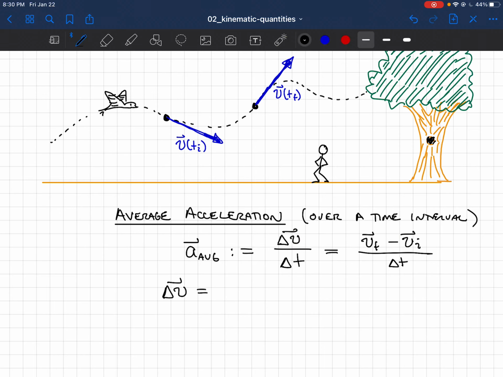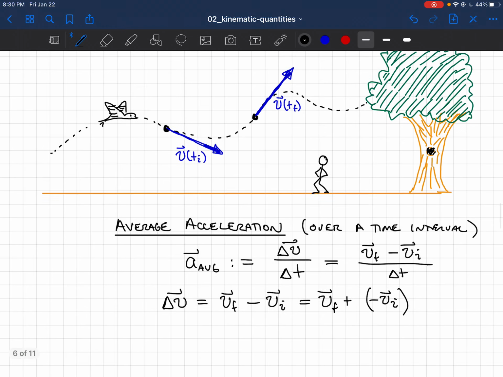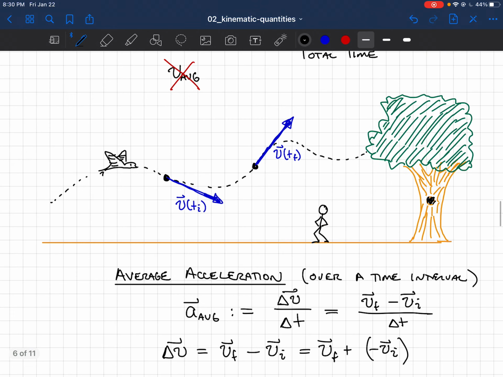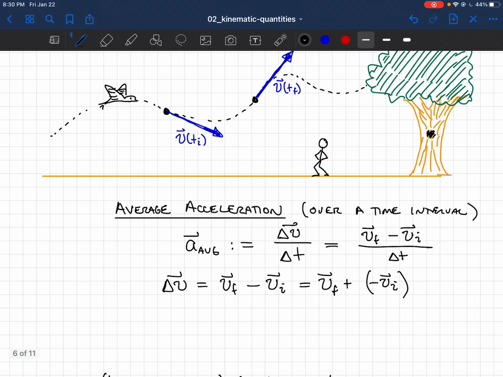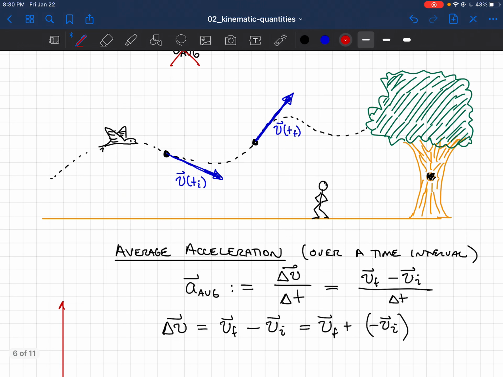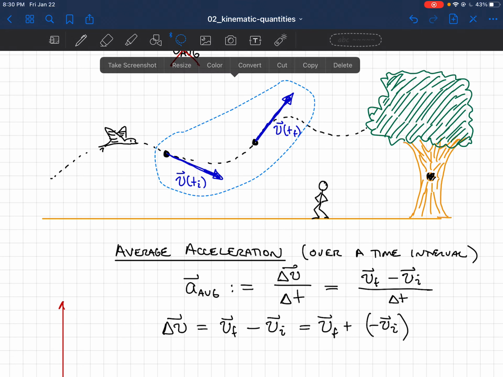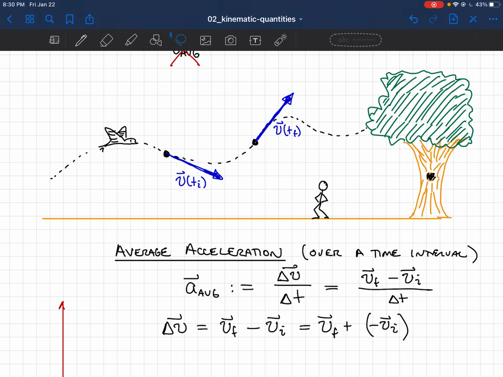So delta v vector is equal to v final vector minus v initial vector, which again is v final vector plus the minus v initial vector. So let's find that. Where should we do that? Let's just do it here. So put a coordinate system down. Let's copy our 2 vectors.